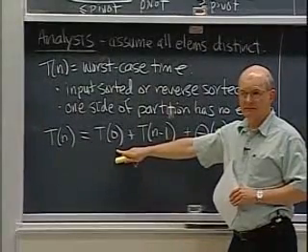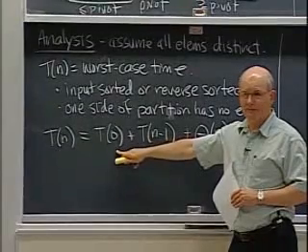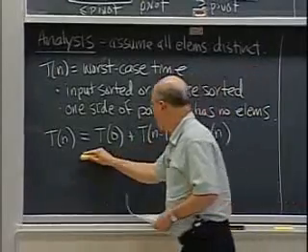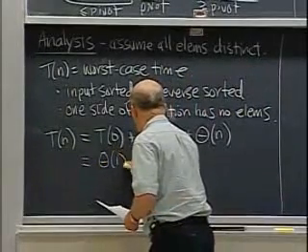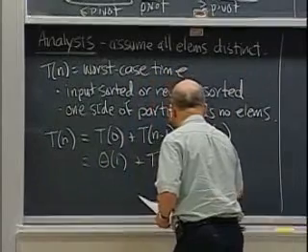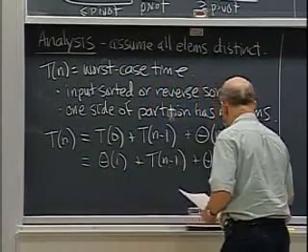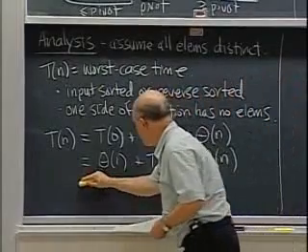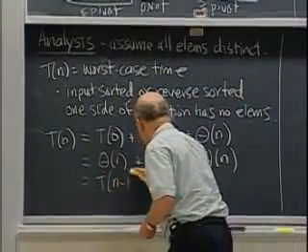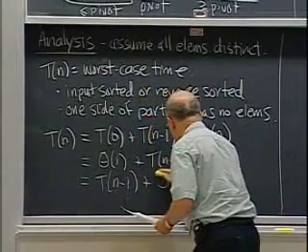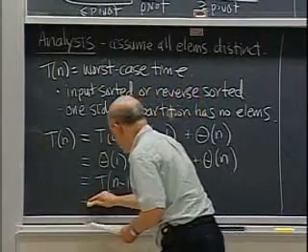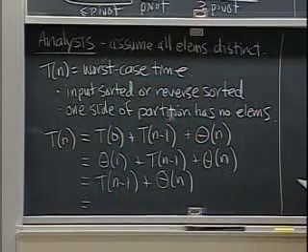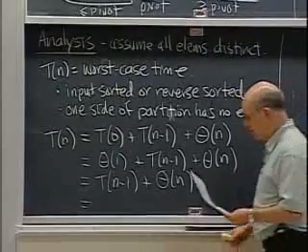What's T of 0? What is that asymptotically? Constant. Yeah, it's a constant, order 1. So that's just order 1 plus T of n minus 1 plus order n. Well, the order 1 can be absorbed into the order n, so this is really just saying it's T of n minus 1 plus order n. And what's that equal to? Yeah, that's order n squared. Okay, order n squared.